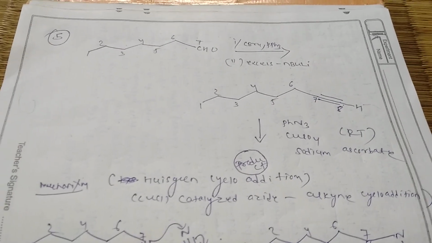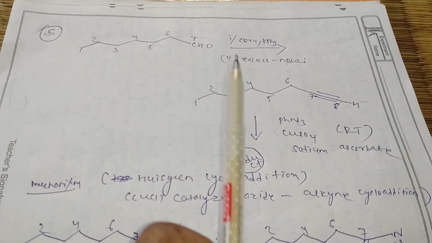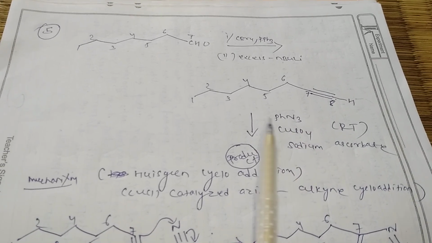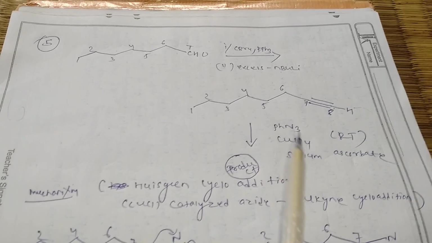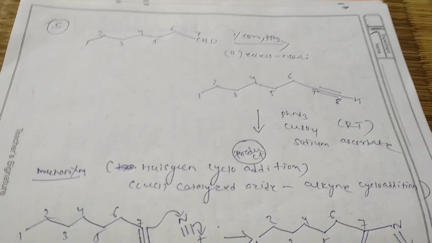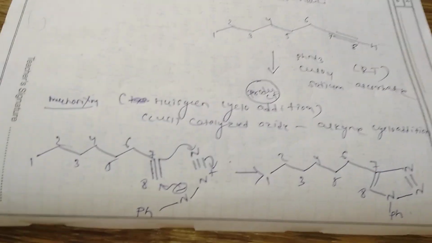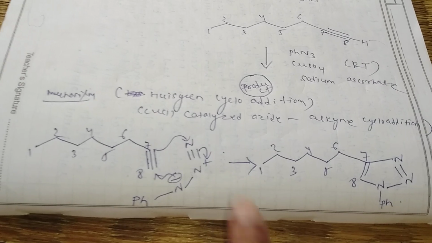So here three types of reaction will take place. One is the Corey-Fuchs reaction, formation of the alkyne, then it undergoes the cycloaddition reaction, the Huisgen cycloaddition reaction. It is a very important thing that must come in the CSIR NET exam. This is the cycloaddition reaction. You can see that.